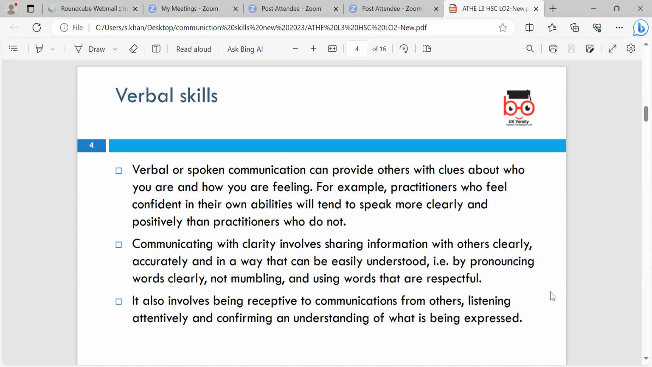It also involves being receptive to communication from others, listening attentively and confirming an understanding of what is being expressed. It can therefore include both written and spoken communication. However, many people use the term to describe only spoken communication. The verbal element of communication is all about the words that you choose and how they are heard and interpreted.